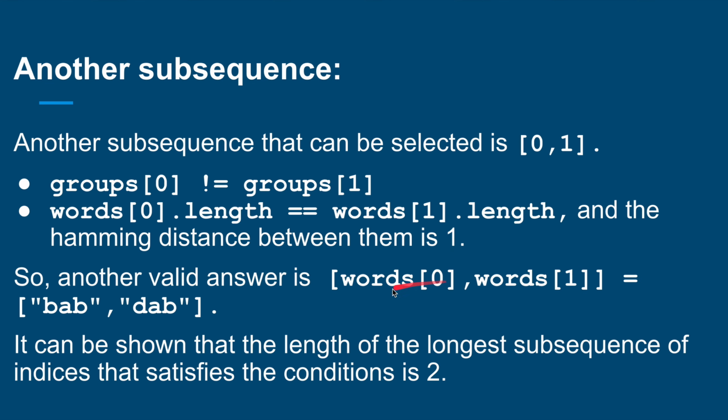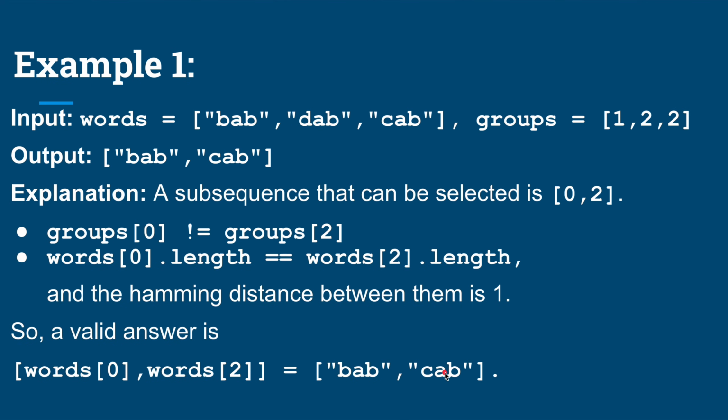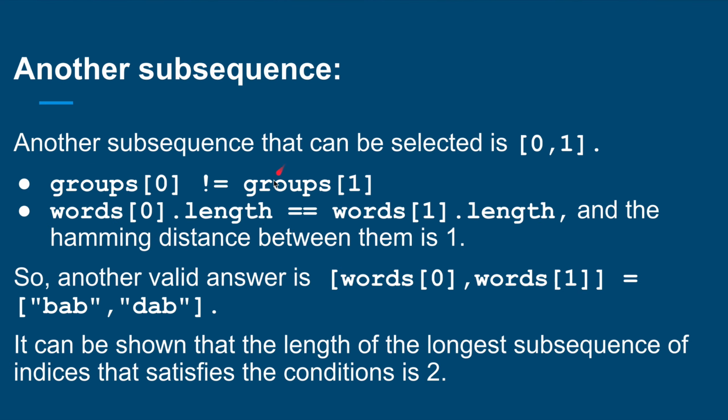Why? Because words at 0 is BAB and words at 1 is DAB. So AB is there, AB is there, the only difference is between the characters B and D. So the Hamming distance also matches, right? And so we can say this also gives a subsequence of length 2 that satisfies the conditions. So we can return this one also. Either you return BAB or CAB, or you return BAB or DAB, right? So either of these two subsequences is possible in this example.